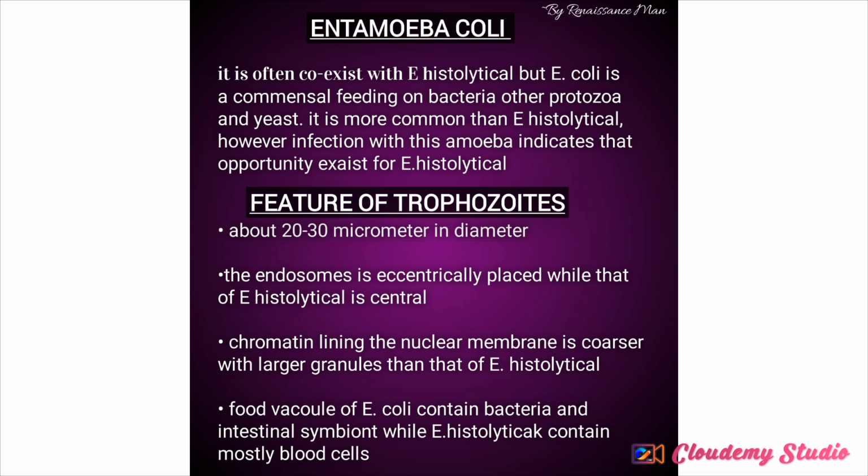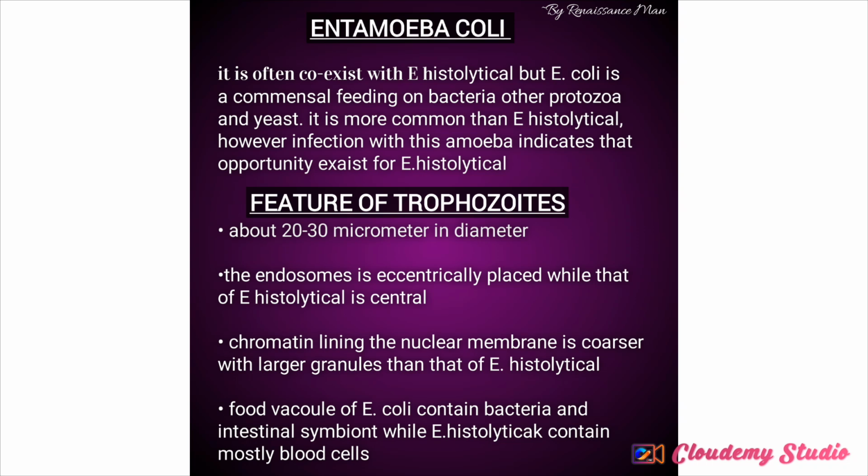Entamoeba coli often coexist with Entamoeba histolytica. The both of them usually exist. So Entamoeba coli is a commensal, but Entamoeba histolytica is a parasite. Are you getting me now? These are the difference between the both of them. Entamoeba coli is a commensal. Entamoeba histolytica is a what?